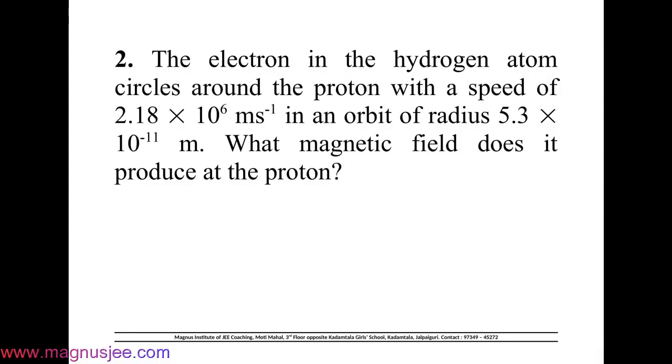Numerical number 2. The electron in the hydrogen atom circles around the proton with a speed of 2.18 into 10 to the power 6 meter per second in an orbit of radius 5.3 into 10 to the power minus 11 meter. What magnetic field does it produce at the proton?